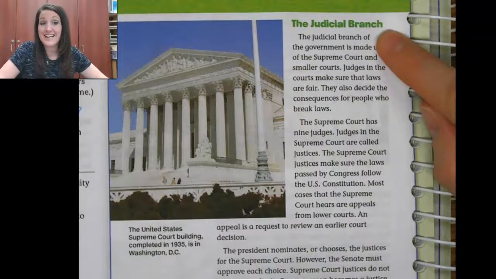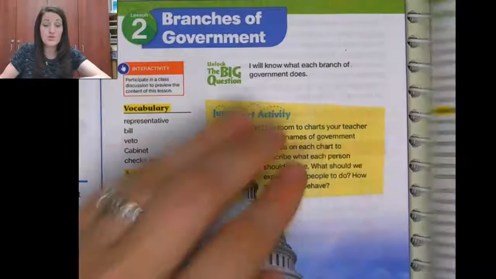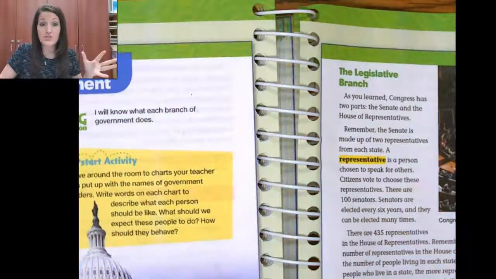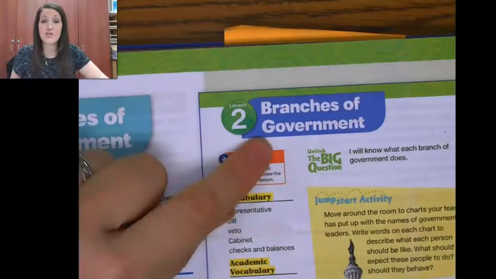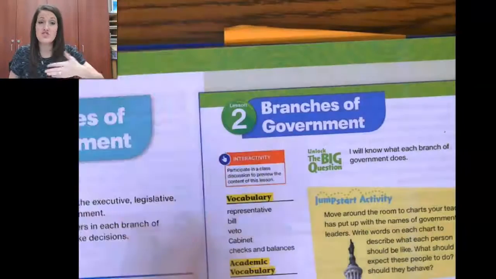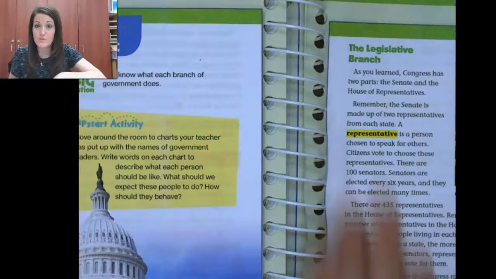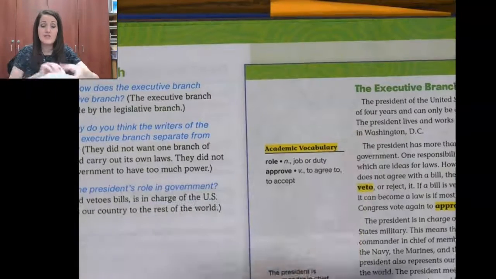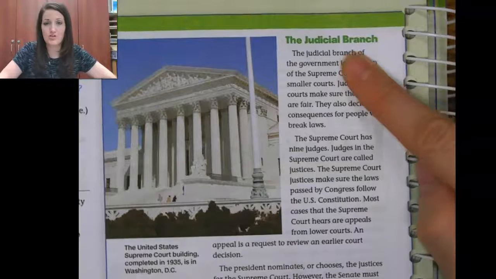Notice how there's like a title at the top of this one, the judicial branch, and the other ones had titles too. The legislative branch. These are actually not called titles, they're called headings. So if this whole section is titled branches of government, I know everything in this chapter is going to be about the branches of government, but then headings break it down a little bit more. So this whole section, all these paragraphs are going to be about legislative. Then we had a whole section about executive. So now we know we're moving to a different section because we have a new heading, the judicial branch.